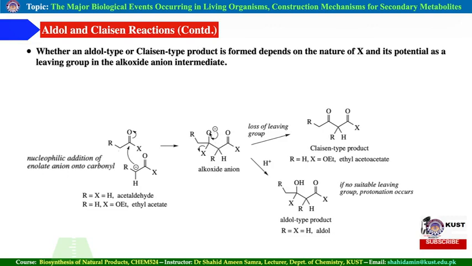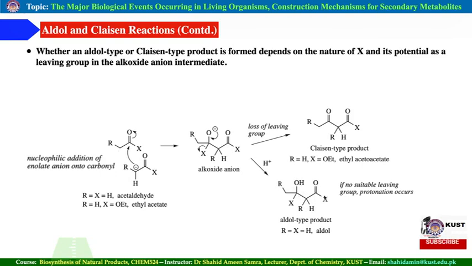If this electron pair moves here, this X will be leaving. If this X is a very good leaving group, this reaction will be very easy. As a result, we will get a structure like this. But if it cannot leave, that is, it's not a good leaving group, then this species will acquire one proton from the medium. As a result, it will be converted to a structure that contains an OH group along with a keto group.